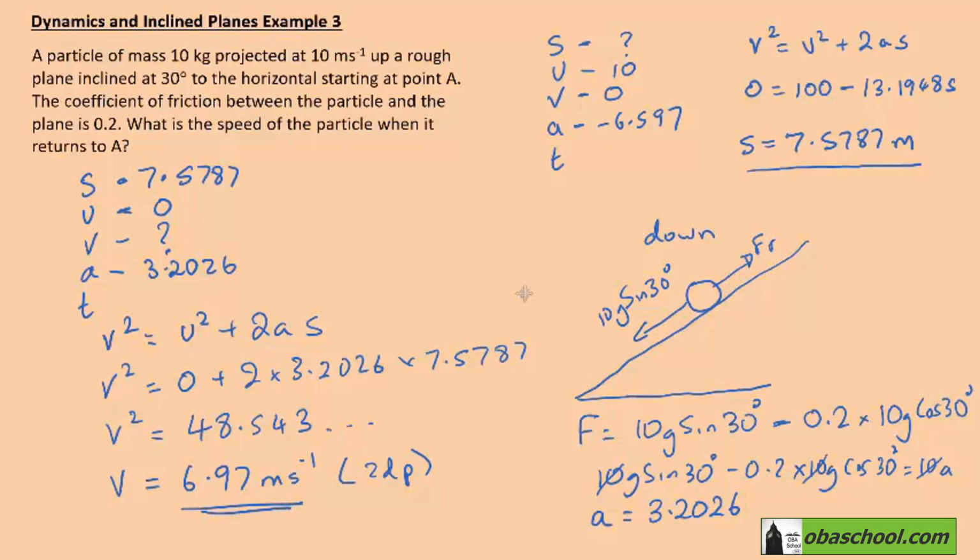And so working against the friction on the way up and on the way down has lost us some speed and therefore kinetic energy. Some of our energy has been used up in working against friction.